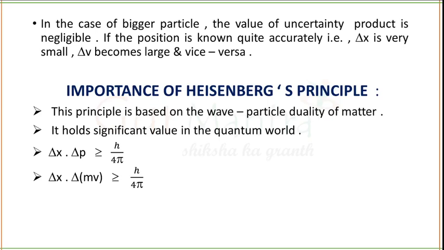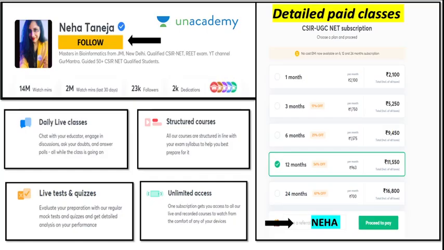Now I hope you are very clear about Heisenberg's principle, as in this unit we have covered three topics. Number one was Bohr's atomic model, number two was dual nature of matter, and number three is Heisenberg's principle. So this is all about this video lecture.